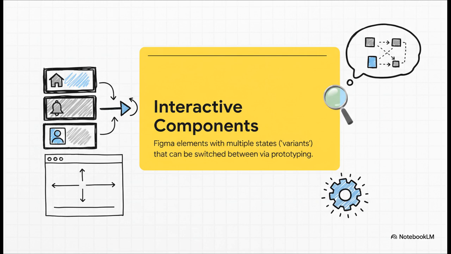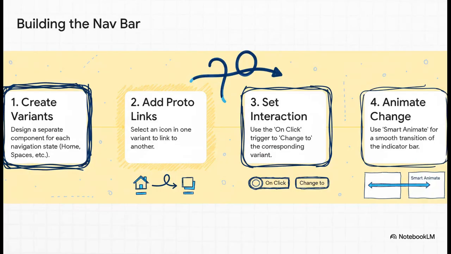We call these variants. So you'll have a variant for when home is selected, another for when notifications is active, and so on. Prototyping is just the process of telling Figma how to switch between these different states when a user interacts with it. So how does it actually work? Well, it's a lot simpler than you might think.